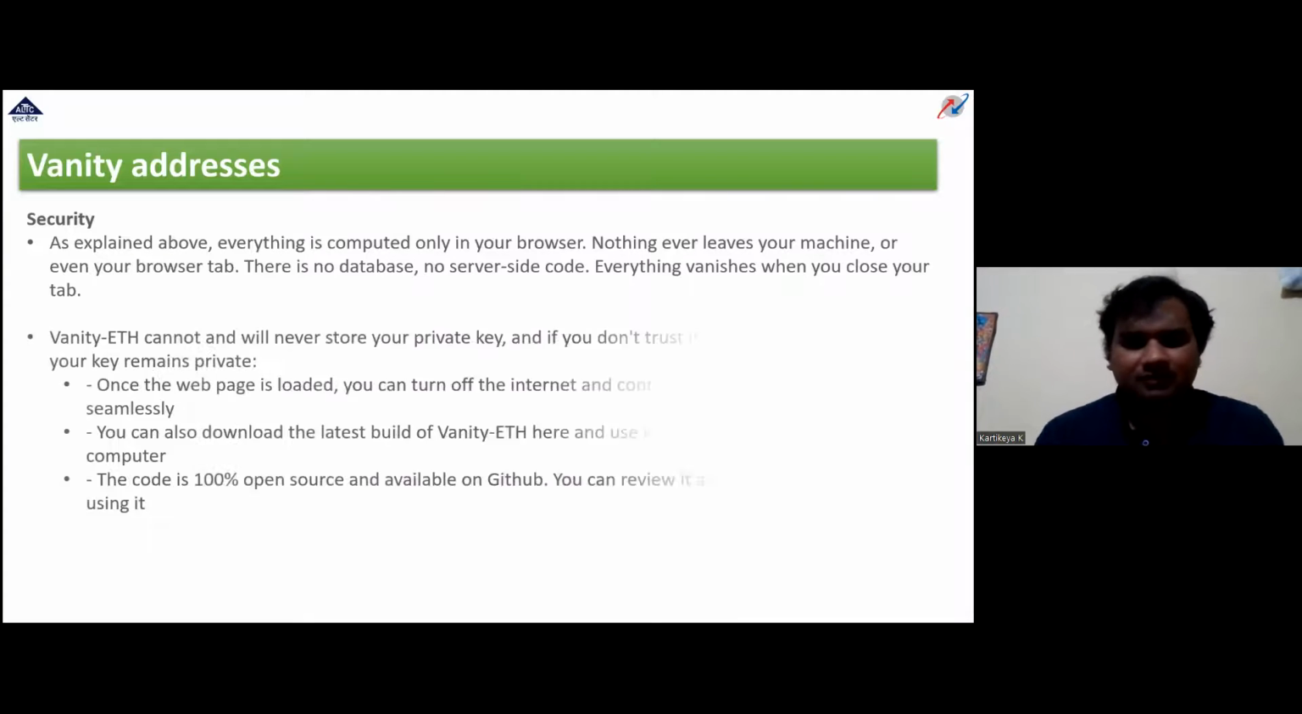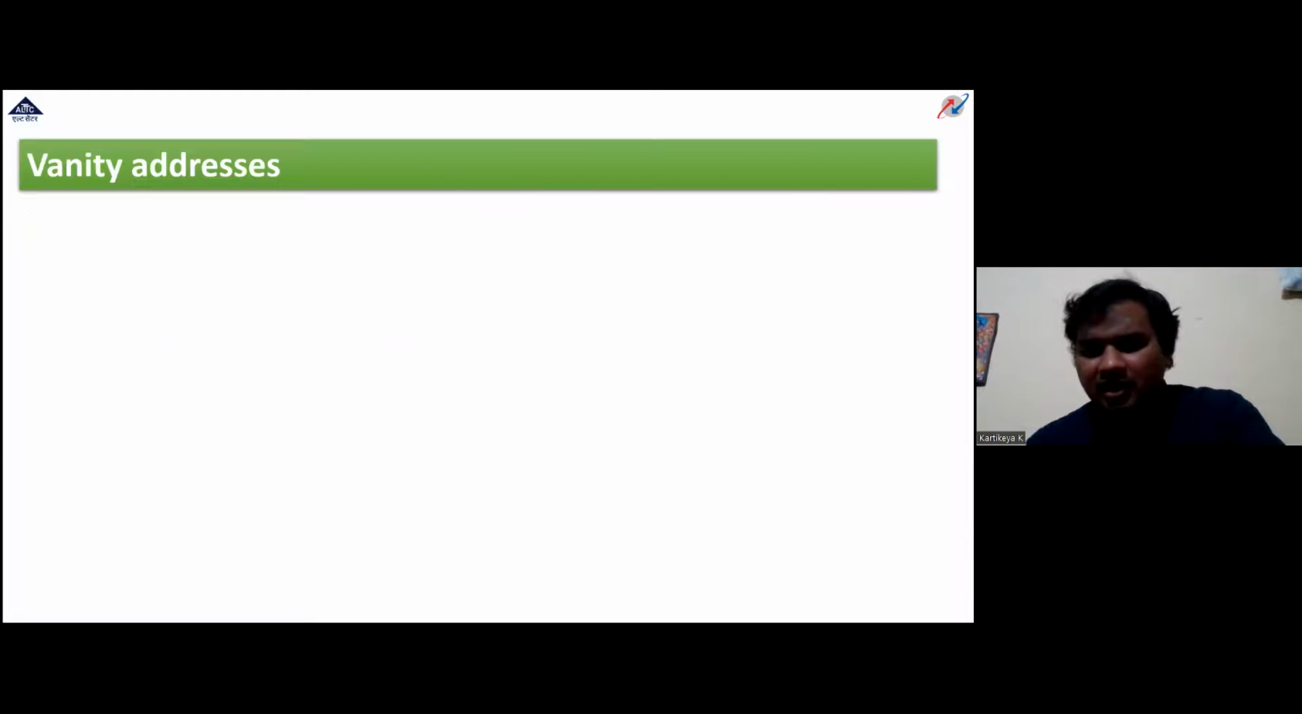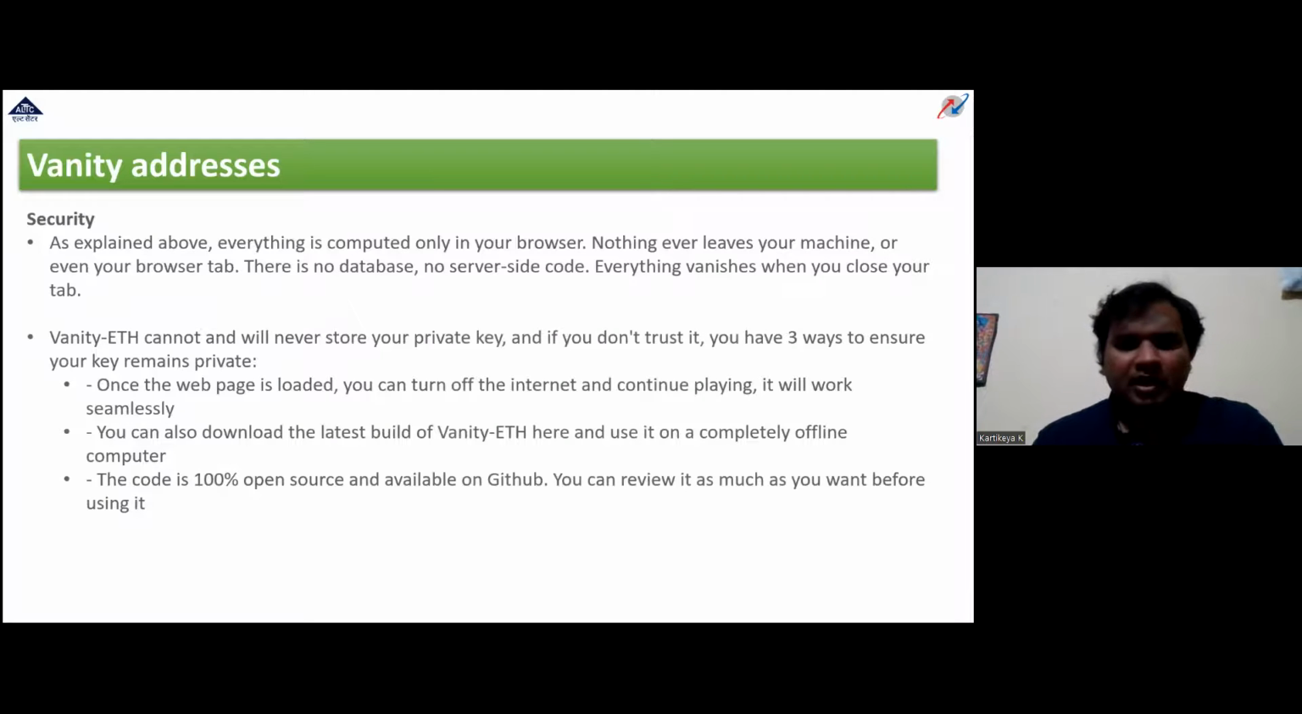If you want to demonstrate this, once you load the web page vanity-eth.tk, after the web page is loaded, we can turn off the internet and check. It still works. So there is no server-side code and no database. It just runs only in our browser. Or we can download the latest build of vanity-eth and run it on a completely offline computer. So we can do it in an offline or online manner. And this is 100% open source, which means everybody can access it, and it is even available on GitHub.